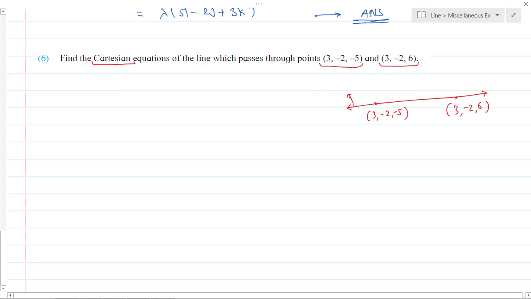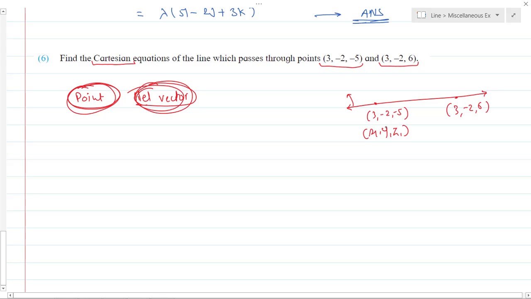For the equation of a line, what do you require? I already told you: I require a point and a parallel vector. Again and again I am telling you, a point and a parallel vector. I will take this as x1, y1, z1, this as my point. For the parallel vector, getting its direction ratio is also fine. So let's find the direction ratio of this line. If I consider the other point as x2, y2, z2, the direction ratio is x2 minus x1, y2 minus y1, z2 minus z1.